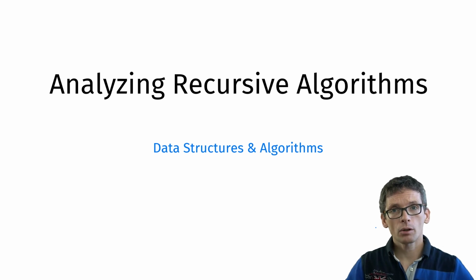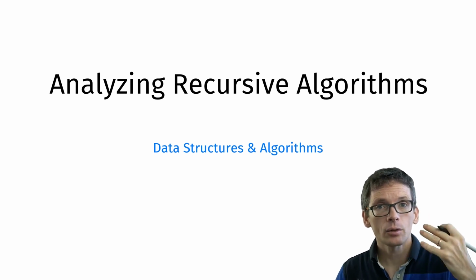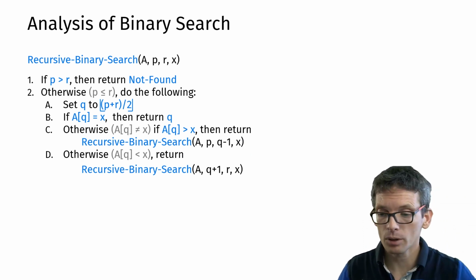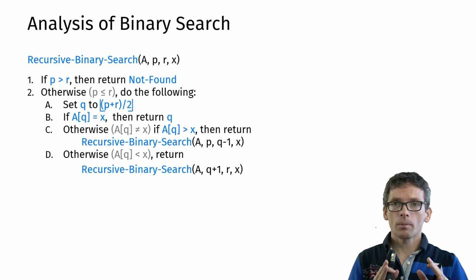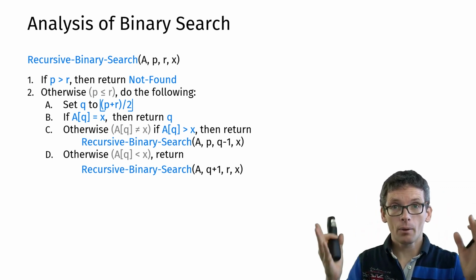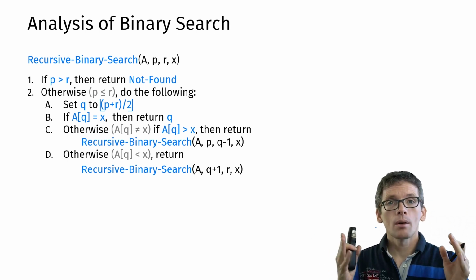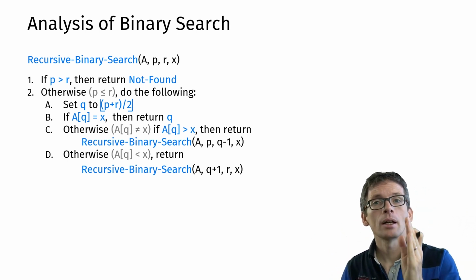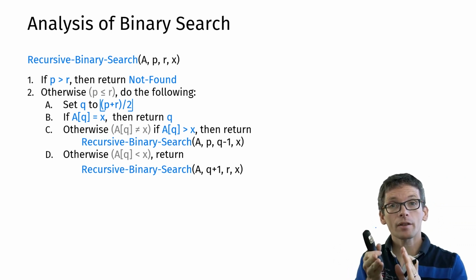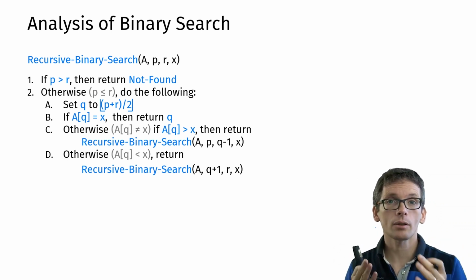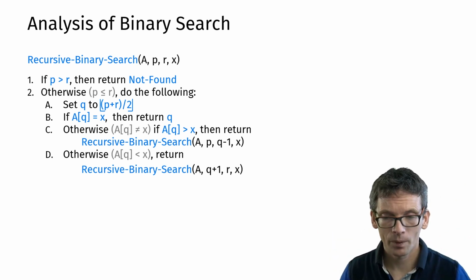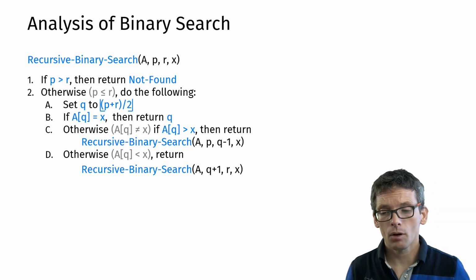So let's first look at some standard recursive algorithms. The first one is binary search, recursive binary search. So what does binary search do again? We are looking for an element x in a sorted array A, and we do so by looking at the middle element. If that is x, we're happy. Otherwise, depending on whether that is smaller or larger than x, we know, because the array is sorted, that we either need to go to the left or right. And that's binary search.